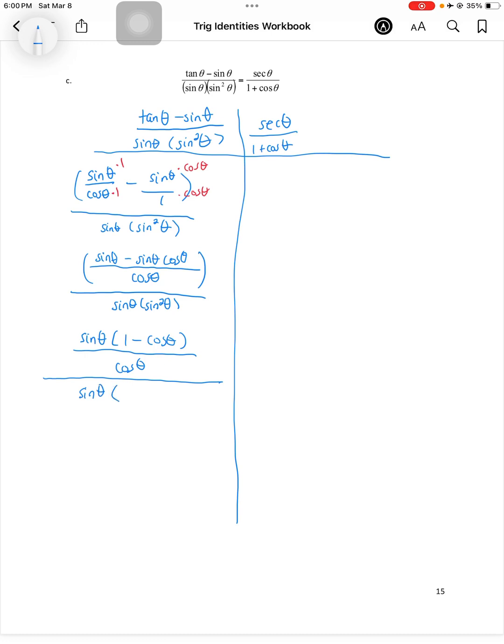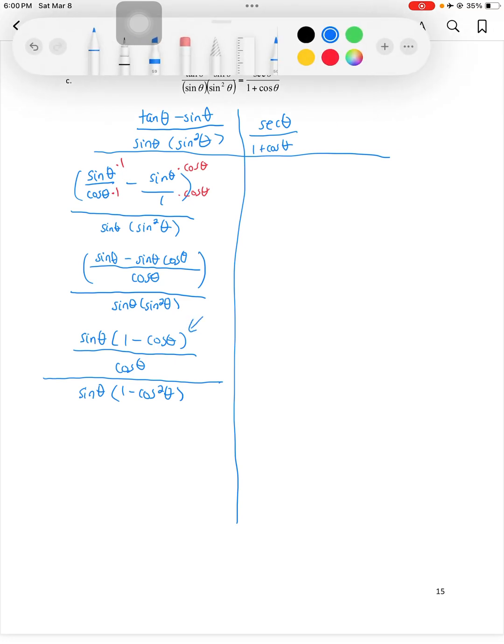And I want to change to sine squared theta now. If you look at your formula sheet or the last example, we know sine squared theta is the same thing as 1 minus cos squared theta. So at this stage, some alarm should be going off in your head where you're like, oh, I have a 1 minus cos squared theta. That means I could probably do difference of squares. And look at that, in our numerator here, there's a 1 minus cos theta, so some things are probably going to be canceling out soon.